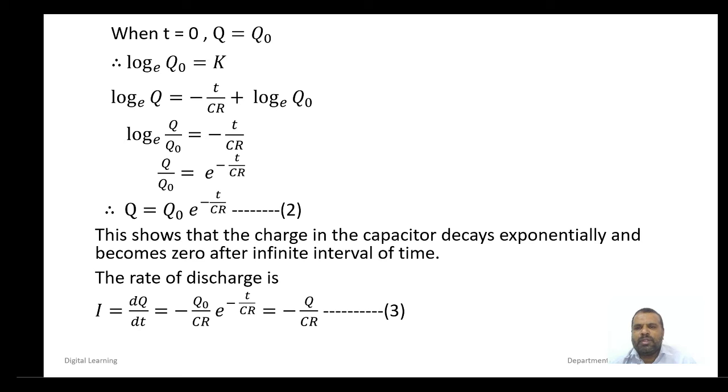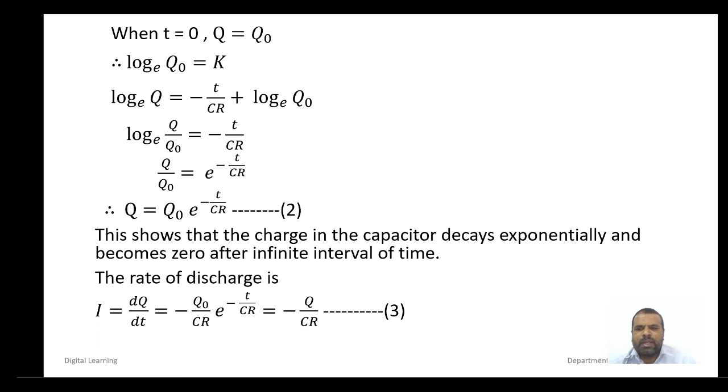Q by q naught is equal to e raised to minus t divided by CR. Therefore, q is equal to q naught into e raised to minus t divided by CR. Call this equation number 2. This shows that the charge in the capacitor decays exponentially and becomes zero after an infinite interval of time.